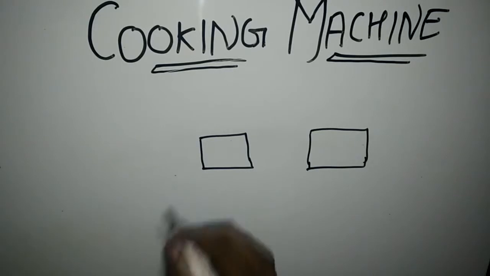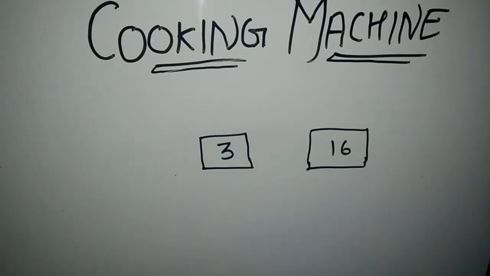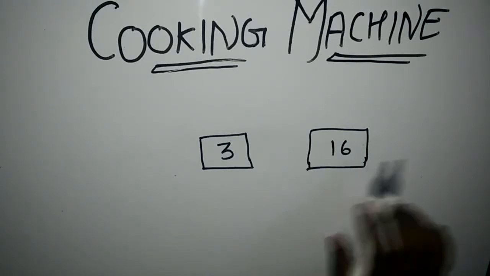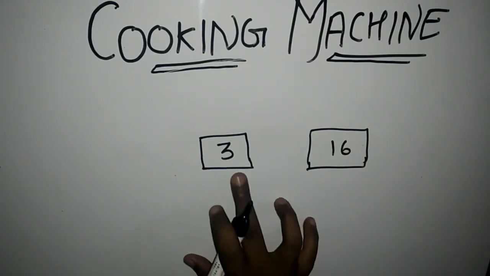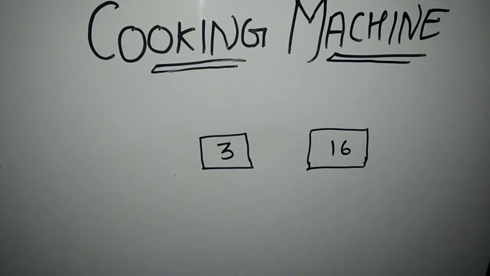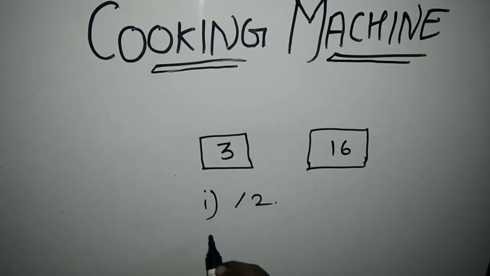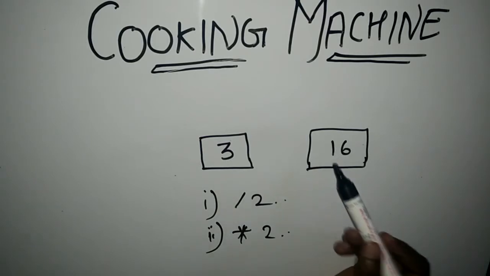One good thing is the desired setting is always a power of 2 and the actual setting could be anything. Let's take an example of 3 and 16. So the actual setting is 3 and the desired setting is 16, that is a power of 2. 16 is 2 raised to 4. So our aim is to make the actual setting equal to the desired setting, and we have two functions for this. The first function is you could divide the actual setting by 2, and the second function is you could multiply the actual setting by 2. So you have to use these two functions to make the actual setting equal to the desired setting.